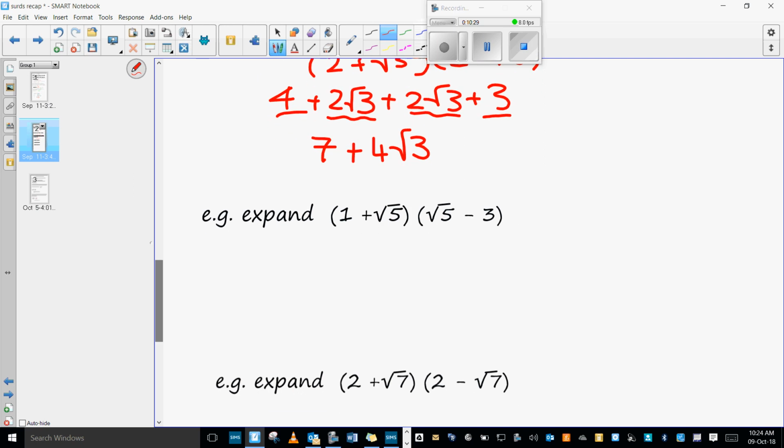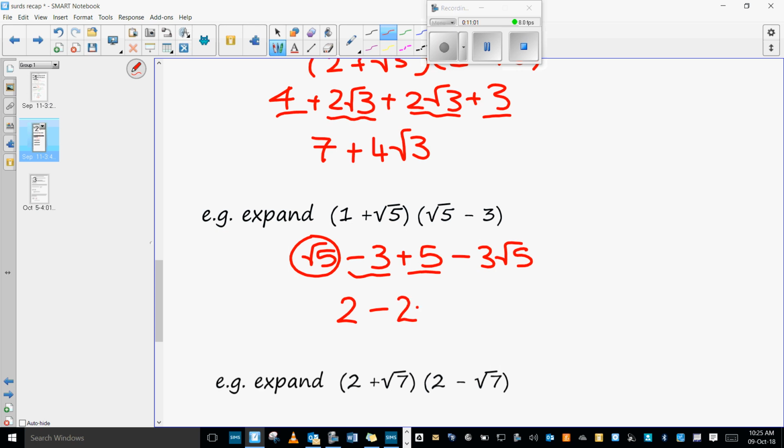Next, 1 plus root 5, and root 5 minus 3. So we've got root 5 minus 3 plus 5 minus 3 root 5. I'm just following the FOIL. And again, joining like terms, we've got negative 3 plus 5 gives us 2. And root 5, subtract 3 root 5 is negative 2 root 5, because you've got a positive 1 and you're subtracting 3.